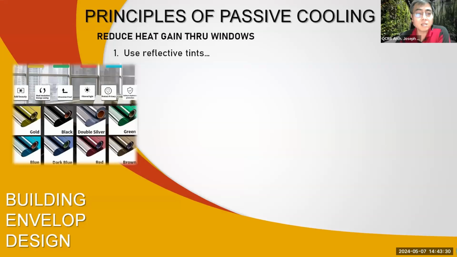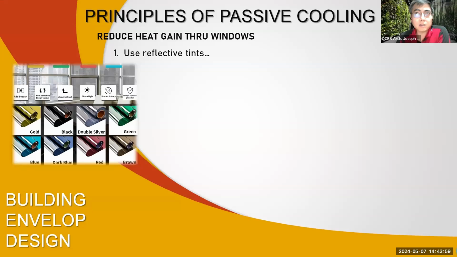There are tints that are reflective, that minsan nakala mo one-way tint, pero it does not reflect the UV rays, or it does not reflect the heat. So it doesn't mean na mukhang one way, it already reflects. So you have to refer to your supplier if it does reflect UV rays, and if it does reflect the heat from the sun.